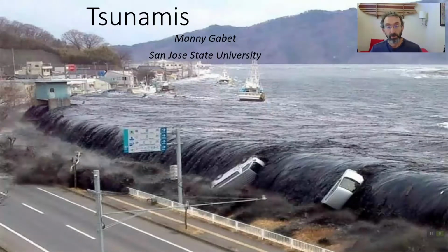In the title slide here, we have a picture of the tsunami that struck Japan in 2011. This was a major natural disaster for the country and over 18,000 people died. This tsunami was generated by an earthquake, and in fact, that's how most tsunamis are generated. But as we'll see later in this video, tsunamis can also be generated by landslides.